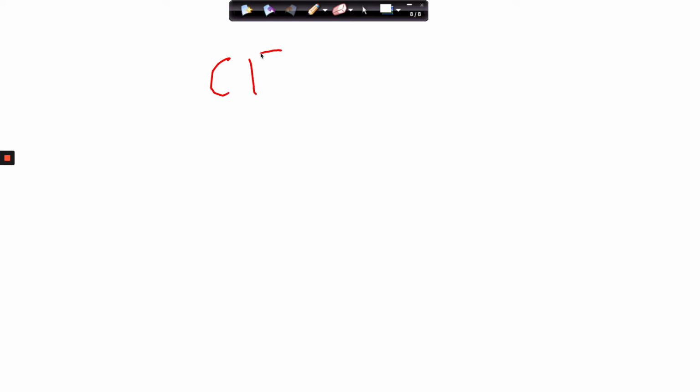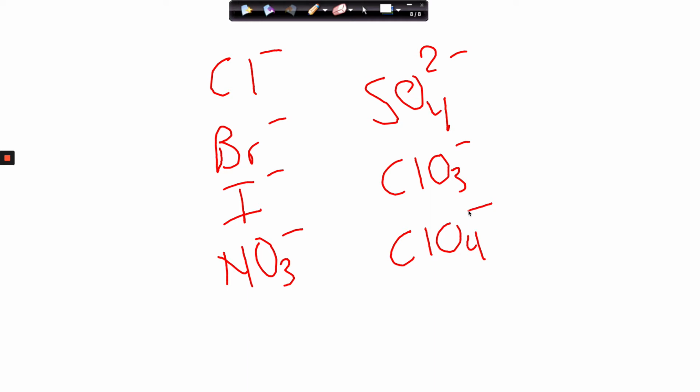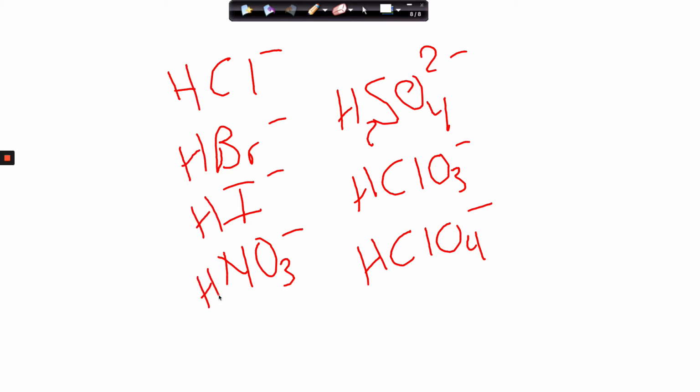Cl, Br, I. NO3, SO4 2 minus, ClO3 minus and ClO4 minus are all worthless bases. How do I know? Because if I put hydrogens on these, I just got the 7 strong acids. So the idea is that all of the strong acids have worthless conjugate bases. And those are the only worthless conjugate bases.